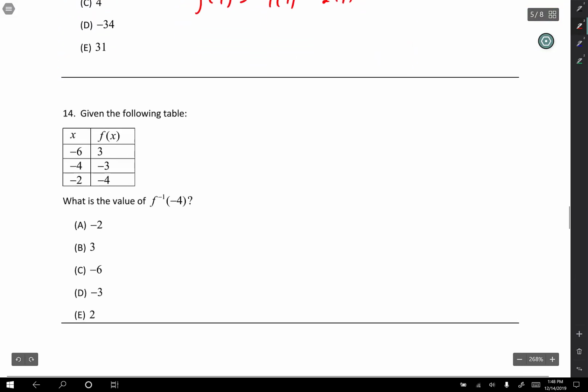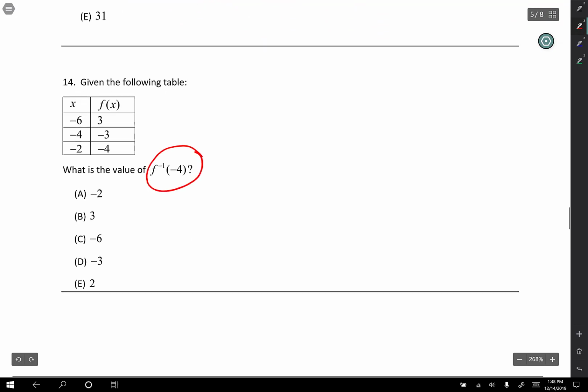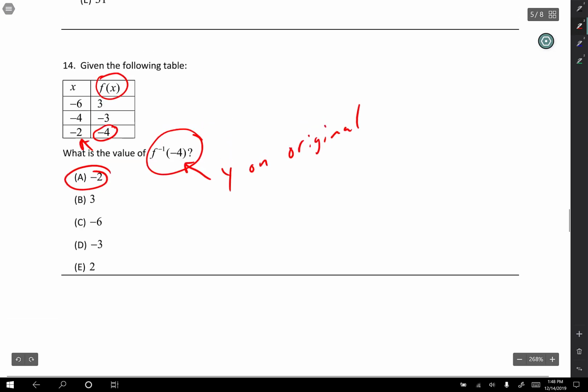All right, next one, guys. This is the inverse function. This is the original function. So this was a y on original. So I look for that value, and I see negative 2. So there it is. And in case you're wondering, because I don't want you guys to be a robot, when you take the inverse of something, guys, it turns into y comma x. And the reason it does that is because it reflects across the line y equals x.